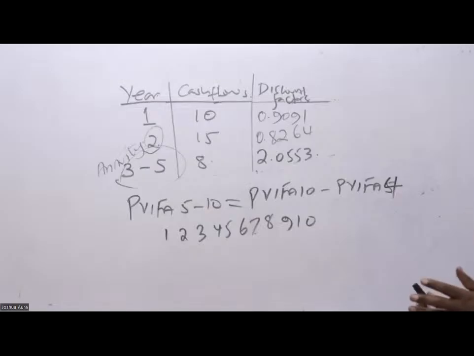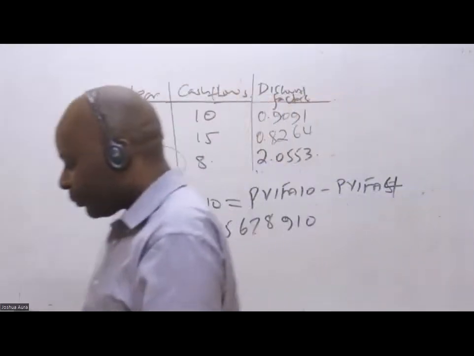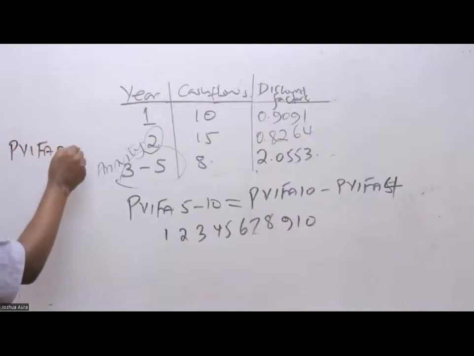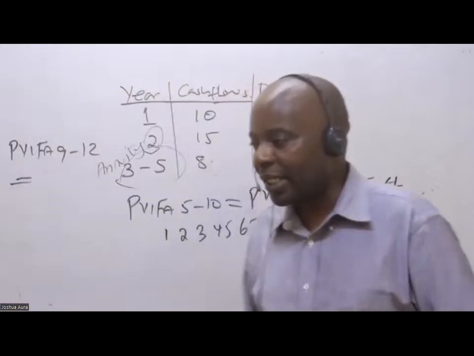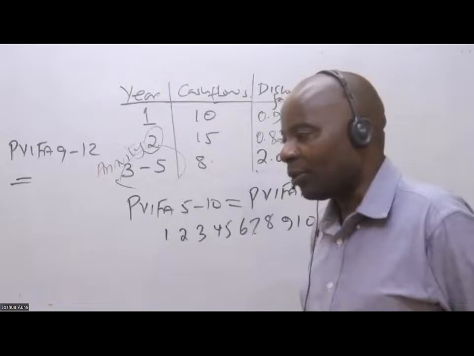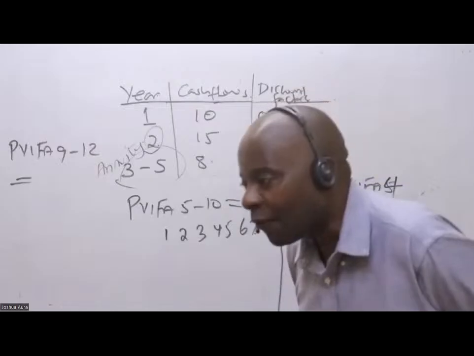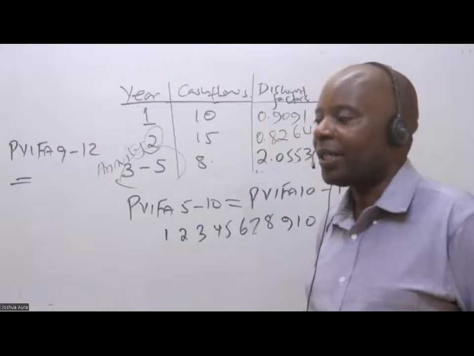Great. So, to avoid doubt, if somebody tells you it's PV 9 to 12, could you kindly tell me how I will expand this? Can somebody try expanding this, PV for 9 to 12? It will be PV for what minus PV for what? PV for 12 minus PV for what year? 8. Great. Thank you very much.